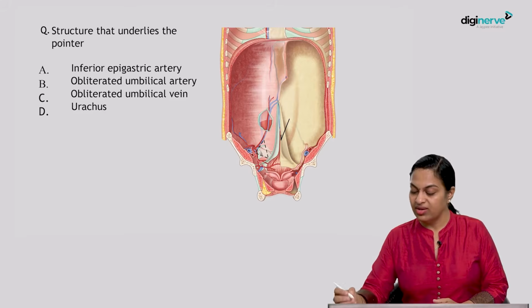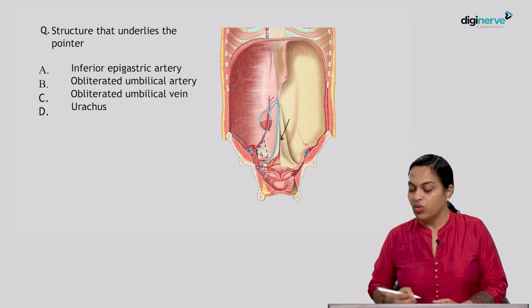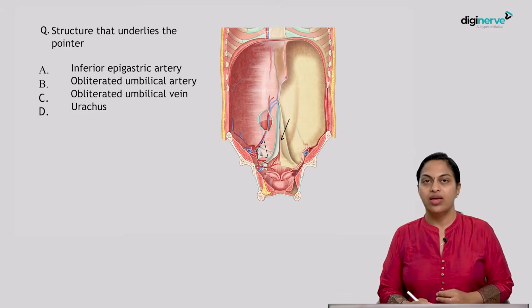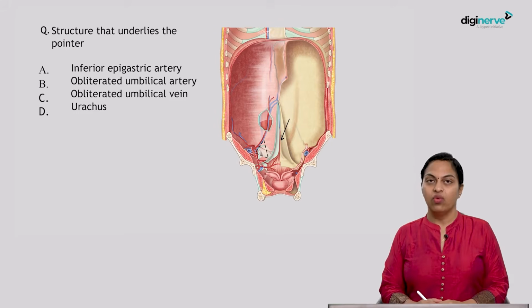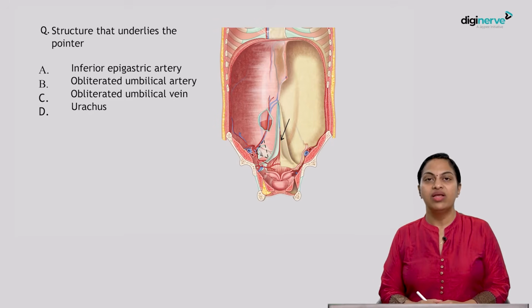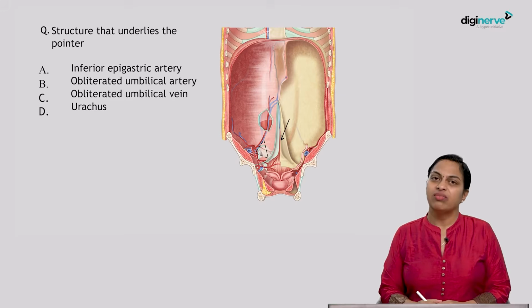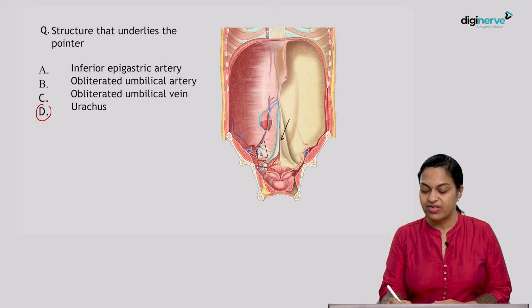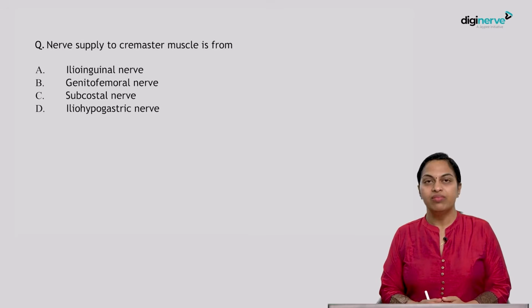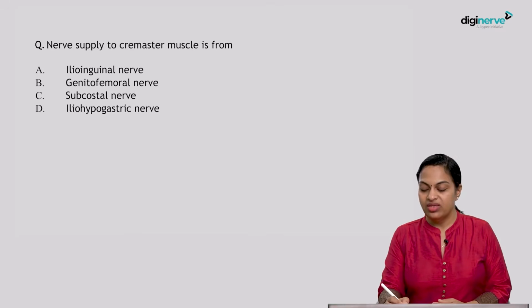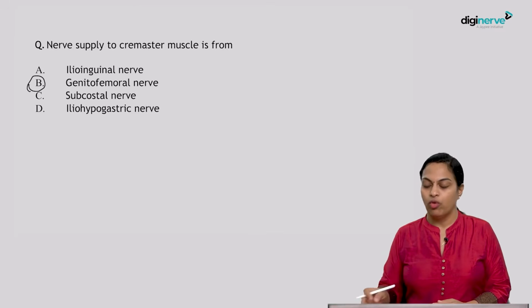Structure that underlies the pointer. The one that is pointed out is the median umbilical fold. Underneath it, we have the median umbilical ligament, which is nothing but the remnant of the urachus. Nerve supply to the cremaster muscle is from the genital branch of the genitofemoral nerve.